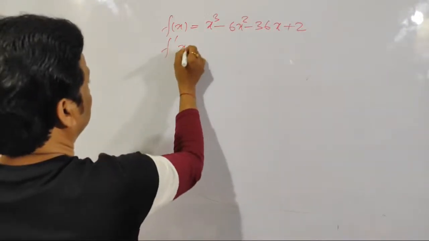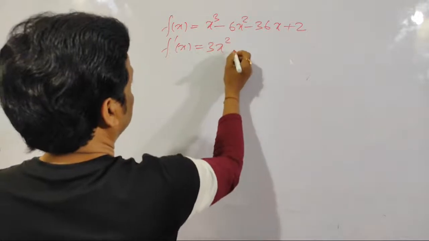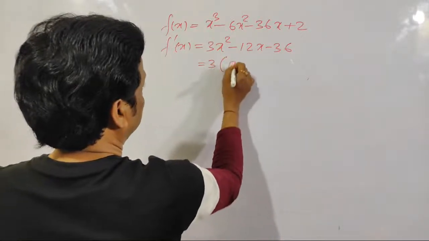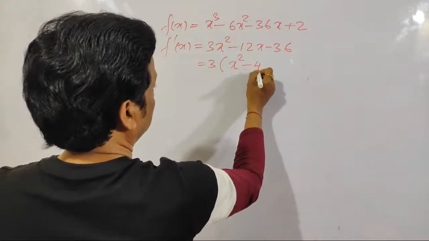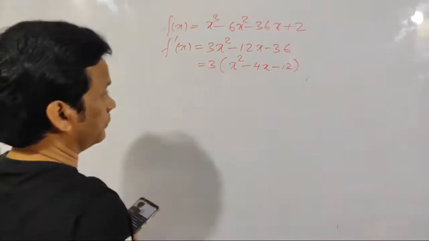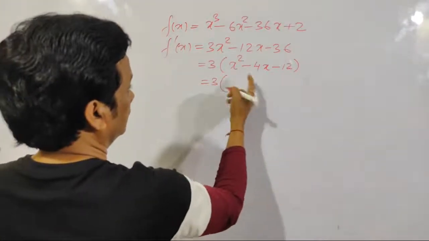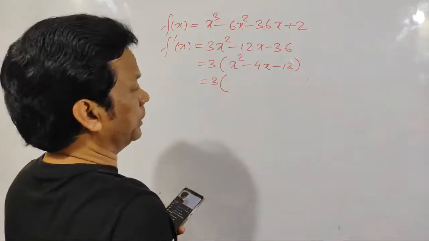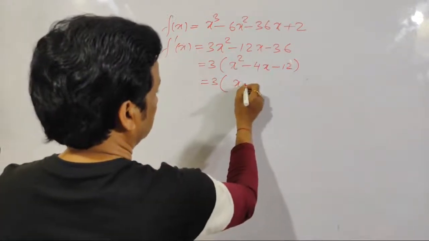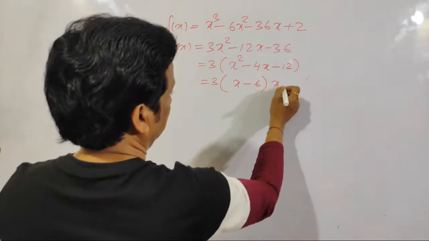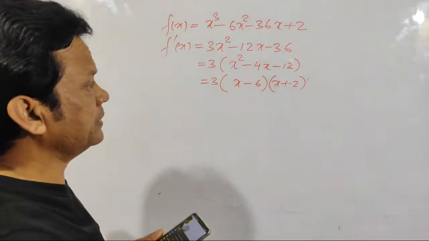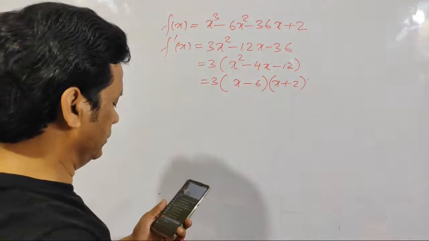What is f dash x? 3x square minus 12x minus 36. So simply take common 3. X square minus 4x minus 12. Clear? Now 3. And if we factorize this one, it will become how much? x minus 6 into x plus 2. So it will become x minus 6 into x plus 2. Is that clear to you or not?